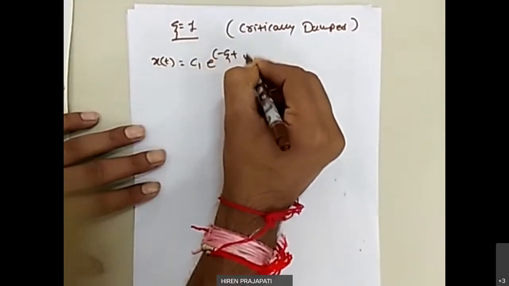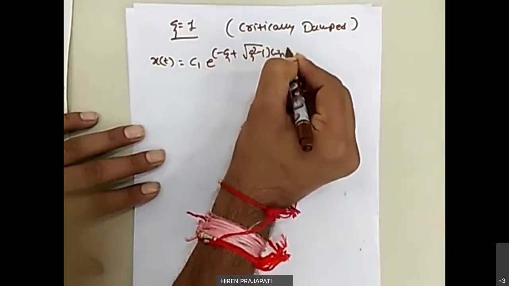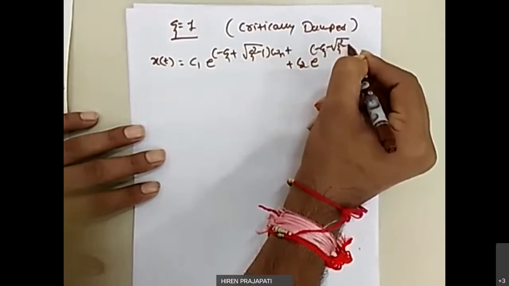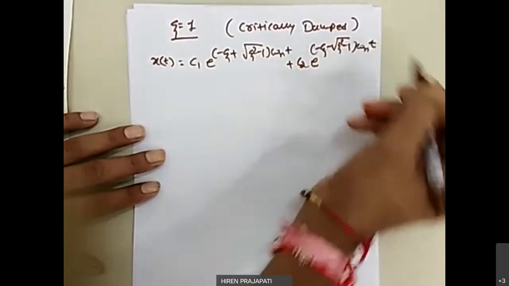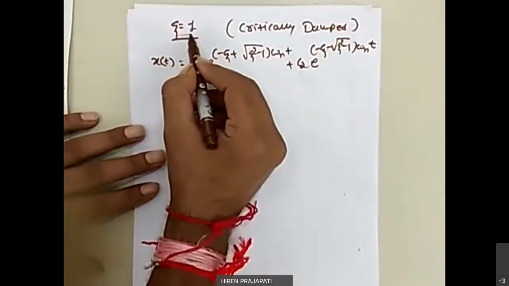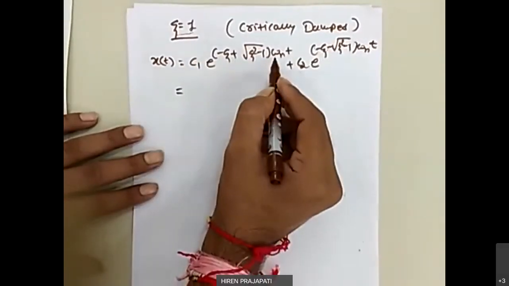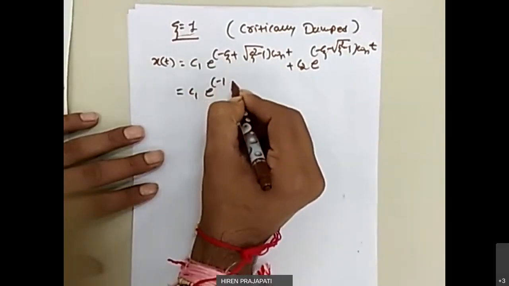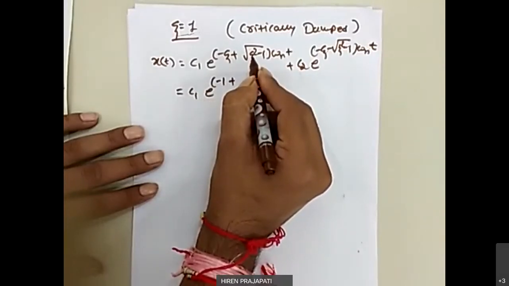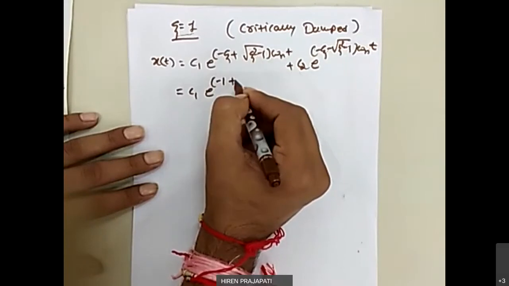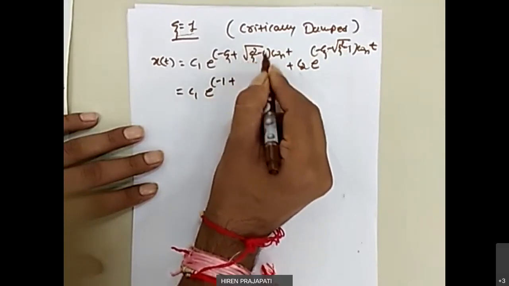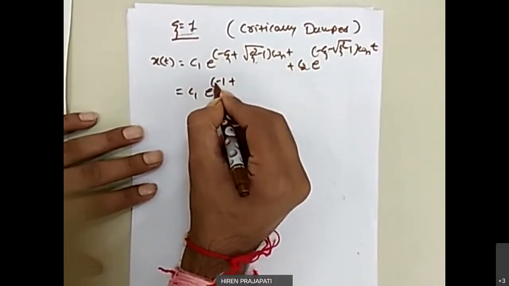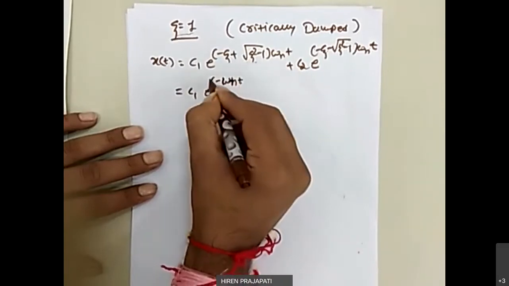So again I am writing that entire equation once again. Plus 2 is 2 minus zeta minus square root of zeta squared minus 1 omega n. Now what we assume is zeta is equal to 1. You put zeta equal to 1, then see C1 e raised to minus 1 plus zeta squared minus 1 becomes 0, so this term will become 0, and now we get omega n t multiplied with 1, so we get minus omega n t.